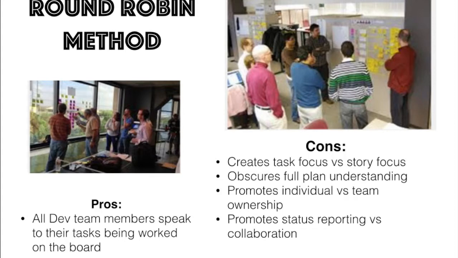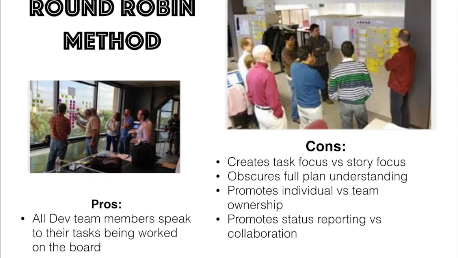So the round robin, just like any other method, has some pros and it also has some cons. One of the big pros of the round robin method is that every dev team member has an opportunity to speak about the work they're doing, about the impediments they're encountering, and about what happened yesterday, what they accomplished and need to communicate to the team. Because we go in a round robin fashion, everyone specifically has a turn to talk.